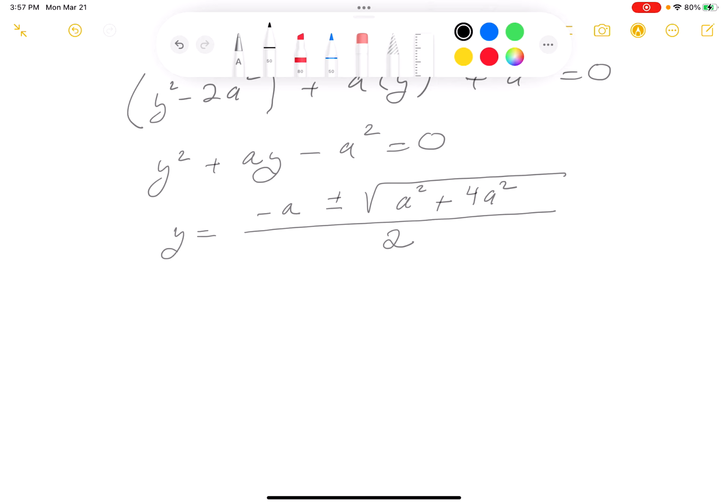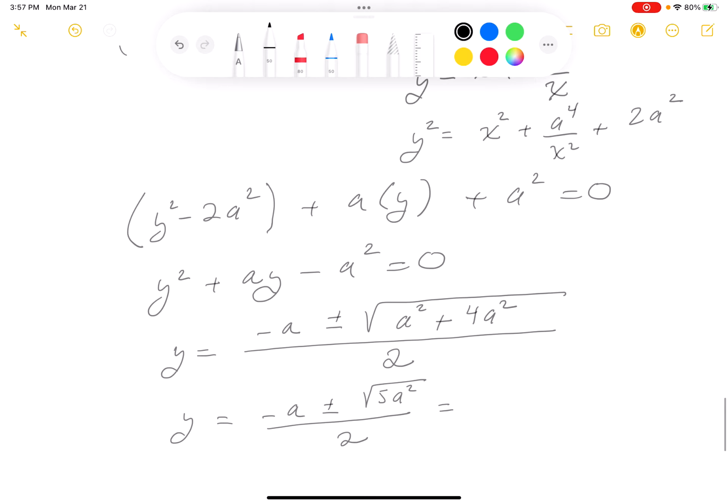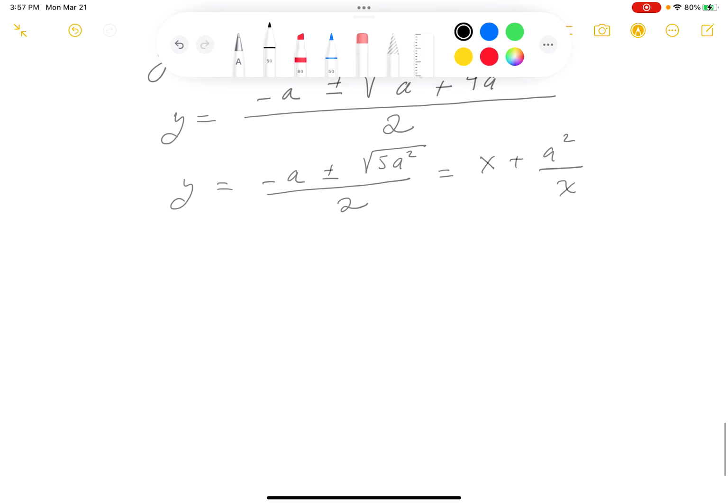Oh boy, it looks like a lot of work, doesn't it? That is going to be the root of 5a squared over 2. All right, what does y equal if you recall? I don't recall, so I'll look it up. Oh, x plus a squared over x. So I can multiply both sides by 2x. When I say both sides of this equation here, what are you going to get?